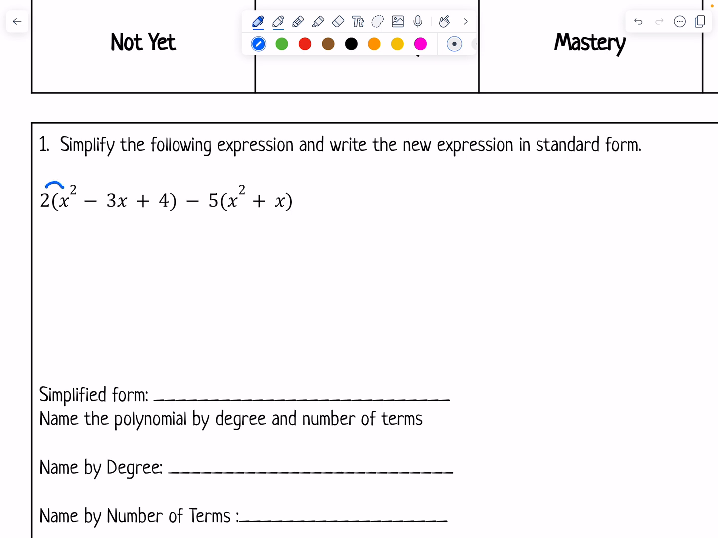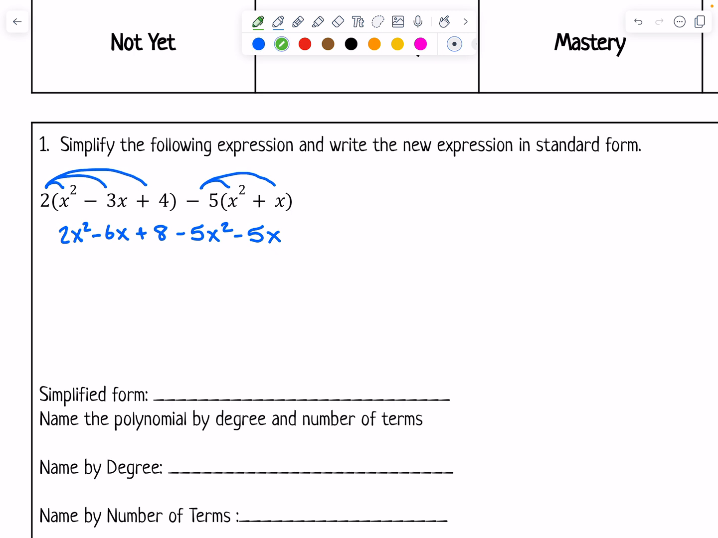So the first thing I'm going to do is start to distribute the 2 to the first trinomial. So 2 times x squared would give me 2x squared. 2 times negative 3x would be negative 6x. And then 2 times positive 4 would be positive 8. Then I'm going to distribute the negative 5. So I get minus 5x squared. And then negative 5 times x would be minus 5x.